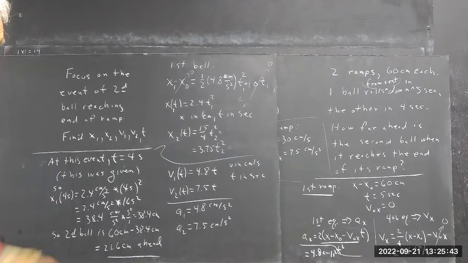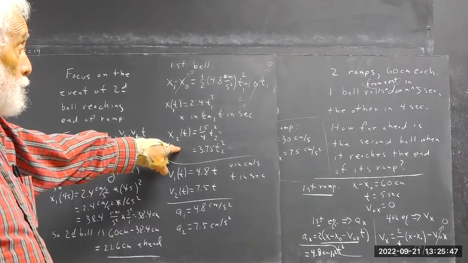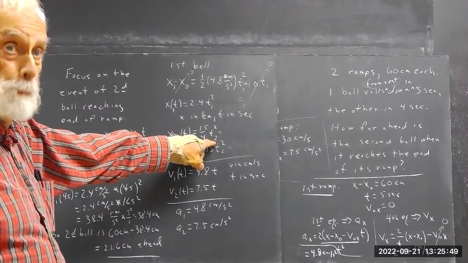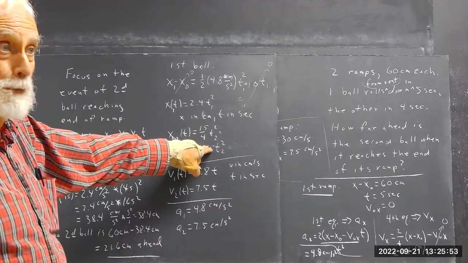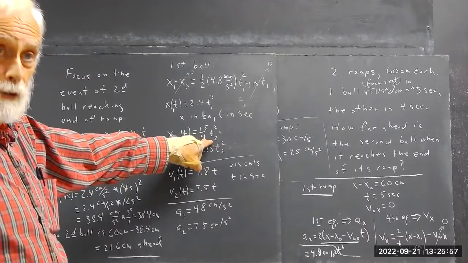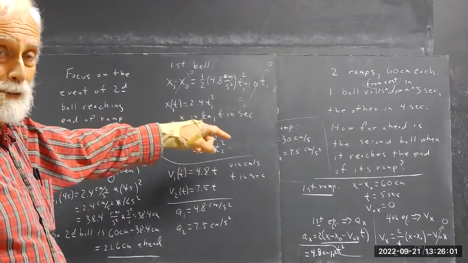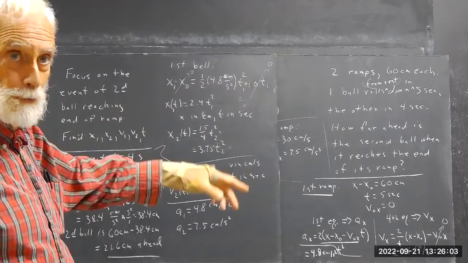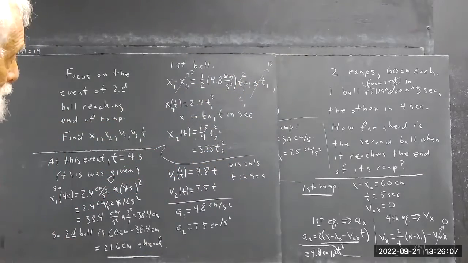Now, we can plug in for X2. If we plug in 4 seconds, we'd better get 60 centimeters because X2 is the position after 4 seconds, right? Well, we square 4 seconds, we get 16 seconds squared. 15 fourths times 16, 4 goes into 16, 4 times 15, 16. And the units work out the same as the units here.